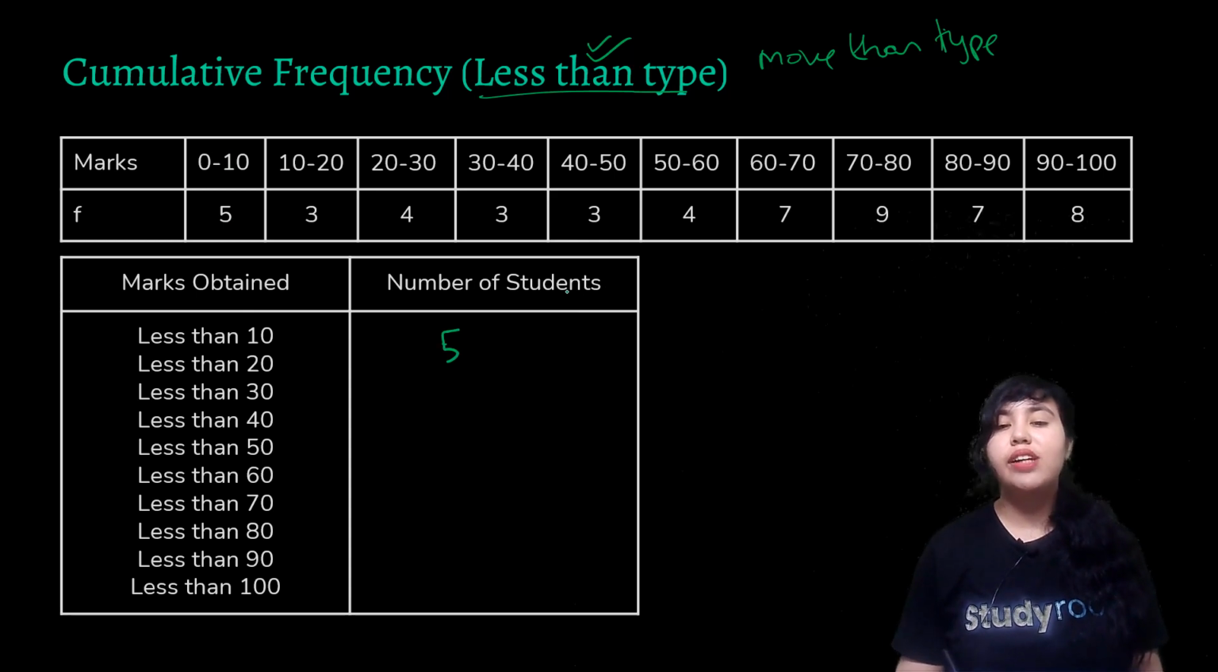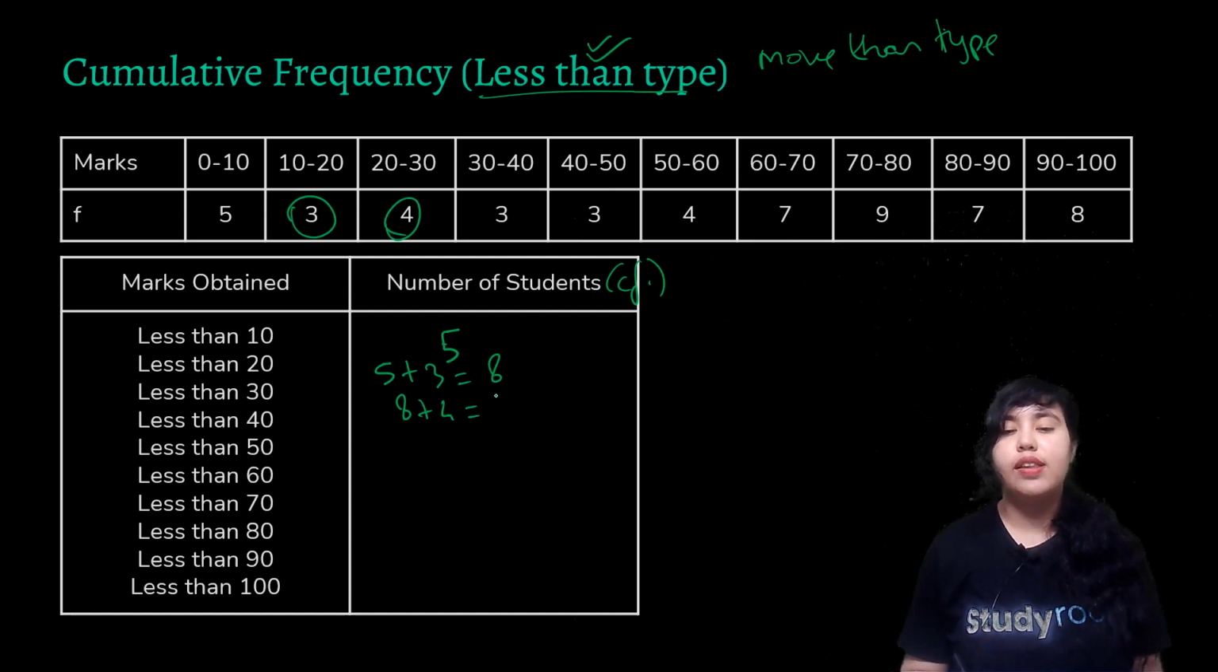So here we are not writing frequencies anymore. What we are writing is cumulative frequency. Less than 20 means the previous frequency 5 plus how many students got less than 20 marks, that will be 3. So 5 plus 3 total will become 8. Then you will take 8 plus 4, that is 12. Then 12 plus 3, that is 15. 15 plus 3 is 18. 18 plus 4 is 22.